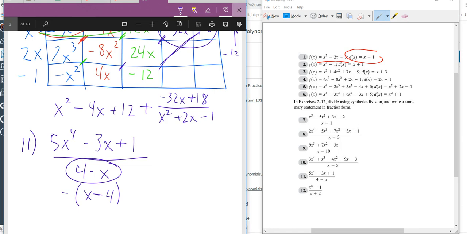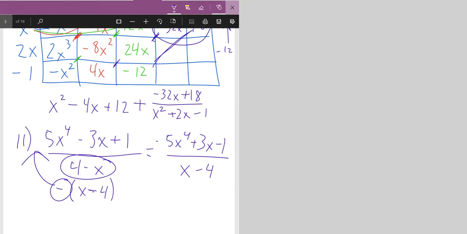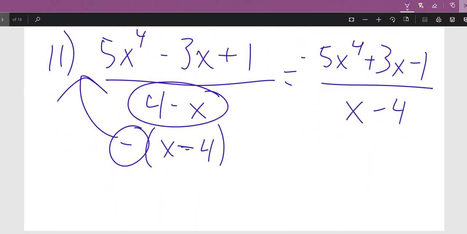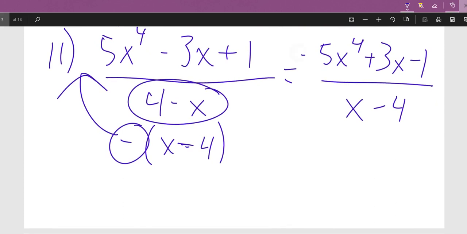Now, with a negative, what are you allowed to do? You're allowed to take this negative and throw it into the numerator. Remember, it doesn't matter if a negative is in the numerator, the denominator, or in front of the whole thing. So, how about negative 5x to the 4th plus 3x minus 1 all over x minus 4. See, now this looks a lot more like the problem that we would want to do. Let me make this a little bit larger and zoom in a bit so it's easier to read. So this is the problem we're going to be doing here.